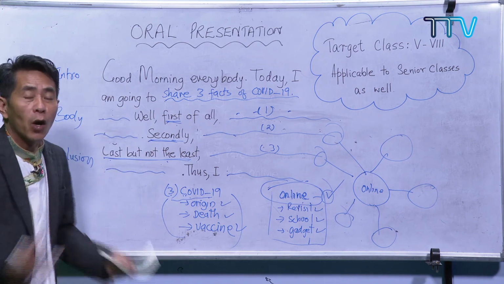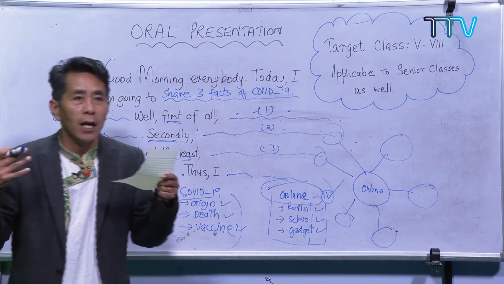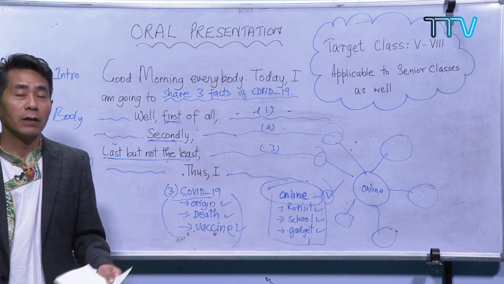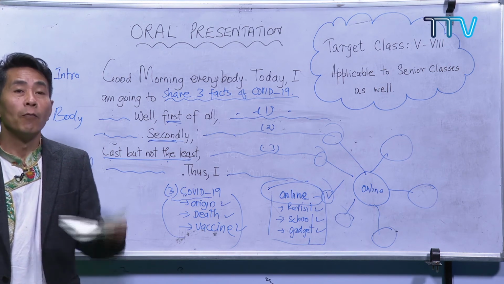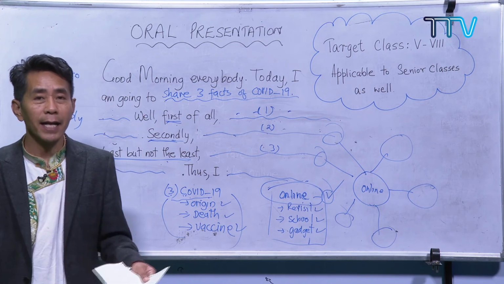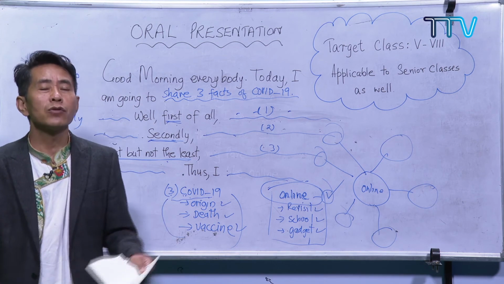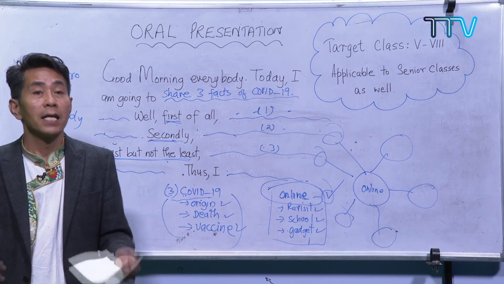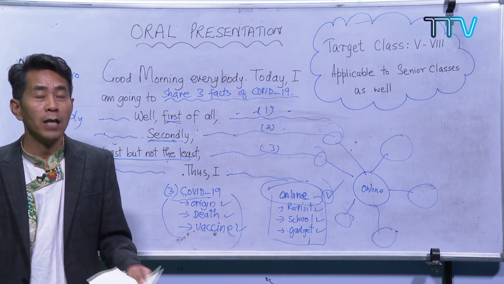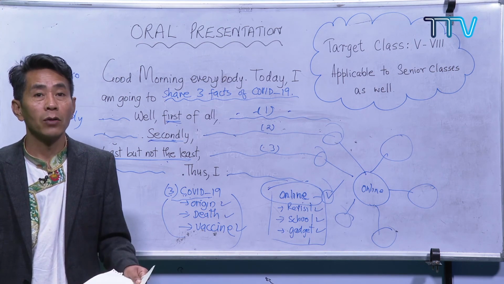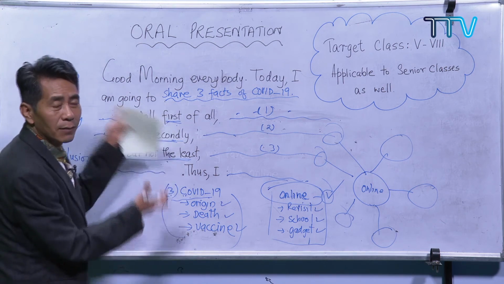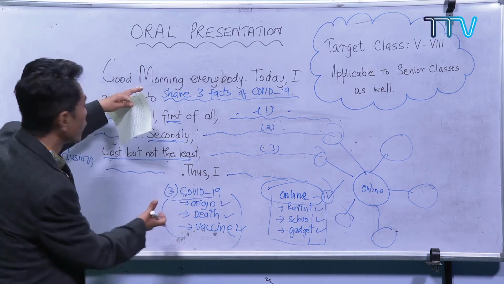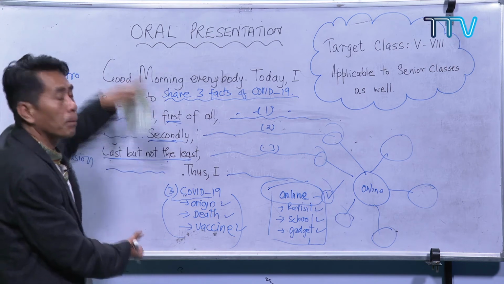For example, good morning everybody. Today I'm going to tell 3 important facts about COVID-19. First of all, this COVID-19 originated from Wuhan, China. Secondly, this disease has killed thousands of people all over the world. Last but not the least, this disease does not have any vaccine so far. So these are the 3 important facts about COVID-19. So that is a very short, crispy presentation. Now, if you are more familiar, then you can make your passage longer. You feel which is more comfortable.